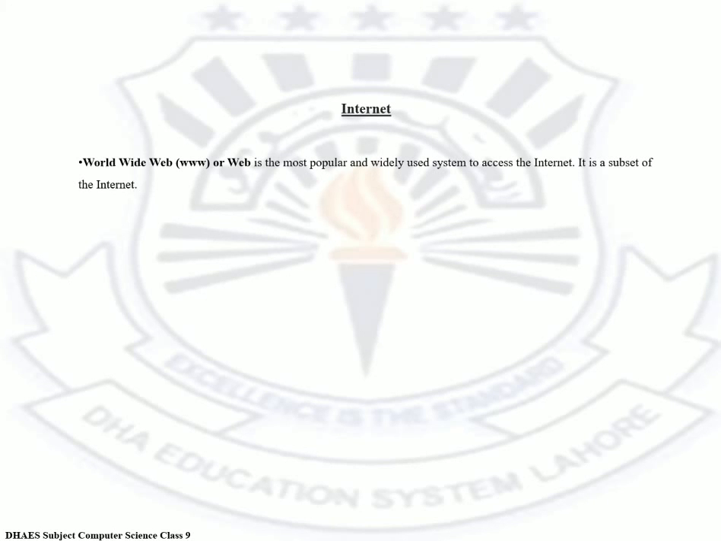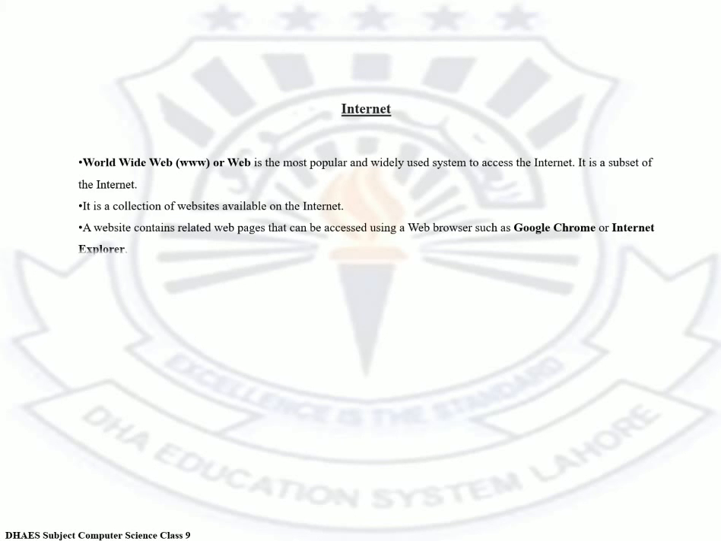The World Wide Web, or Web, is the most popular and widely used system to access the Internet. It is a subset of the Internet. It is a collection of websites available on the Internet. A website contains related web pages that can be accessed using a web browser such as Google Chrome or Internet Explorer.